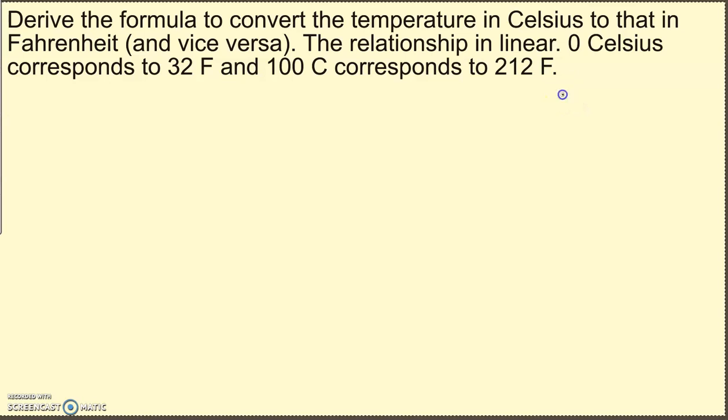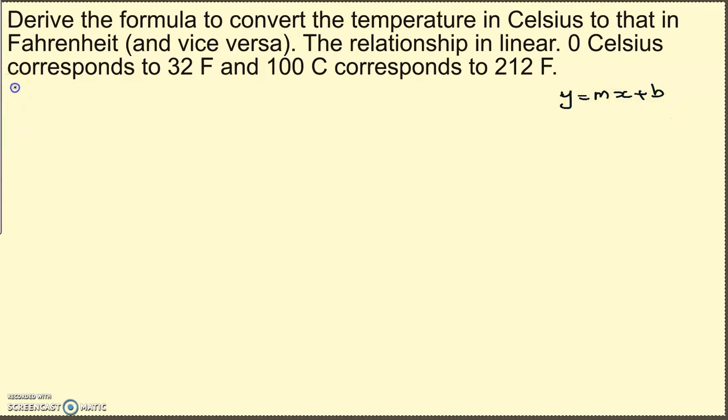So since the relationship is linear, we can use the equation of a straight line, y equals mx plus b. And in this case, we'll start with our x. Our known is the temperature in degrees Celsius. Our y will be our temperature in degrees Fahrenheit. m is the slope of the line, and b is the y-intercept.